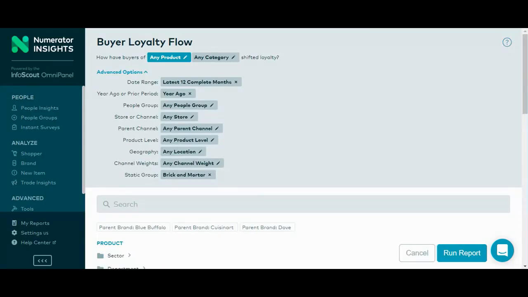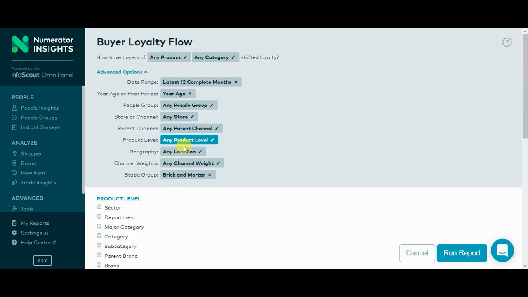So going back into the report, of course, we'll select our brand and our category, our time range, a time period to compare to, either last year or the prior period, people groups, any selected store, and of course you can select your parent channel, your static group, and then with this you can also select the product level for the output that you want to see.